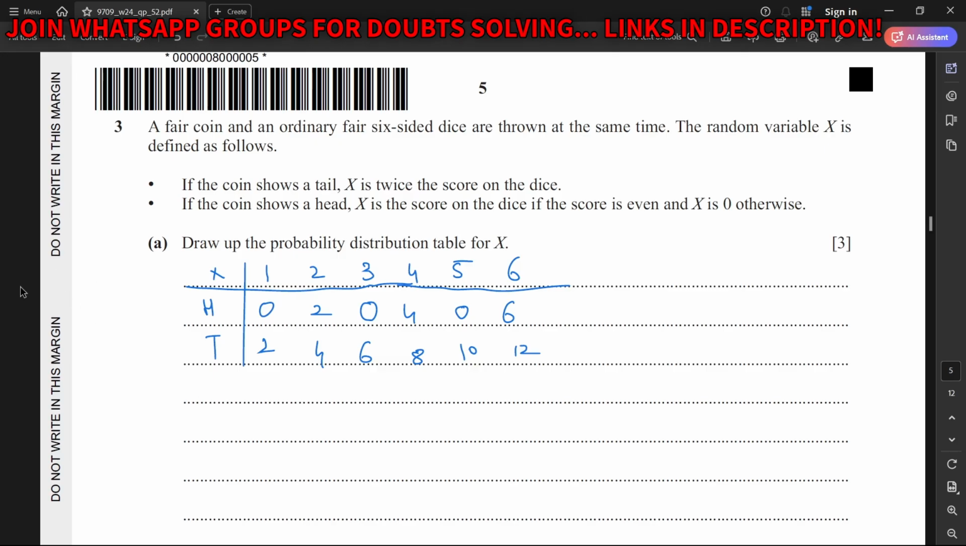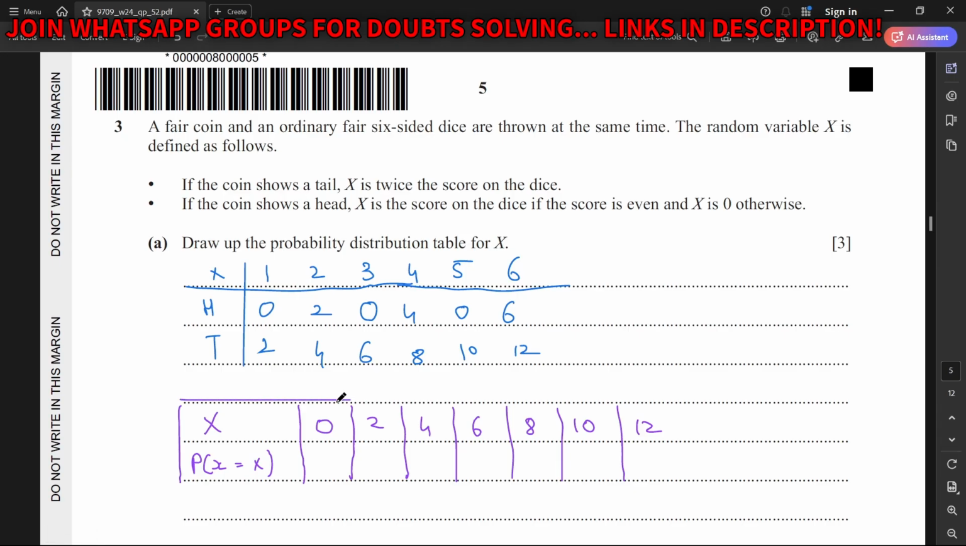And the way that I can do this is I can write x on the top, and then I can write the probability of x equaling x in the second row. And on the top, the possibilities are from 0 to 12 in the even numbers: 0, 2, 4, 6, 8, 10 and 12. And then I can just complete the table. That is how it's going to look like. And if you want, you can also draw a line over here.